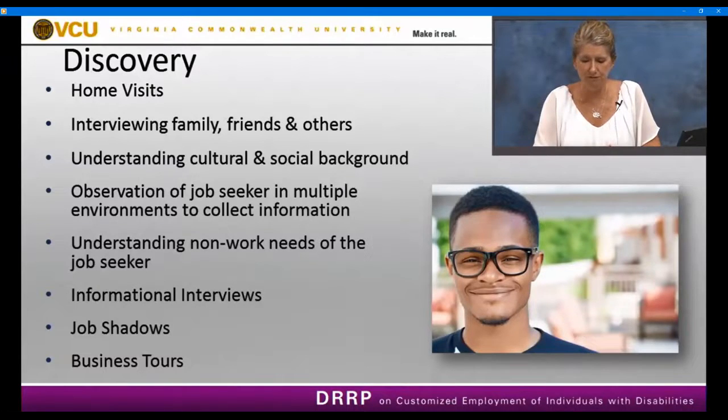And so informational interviews are a great way to see what's going on in a business, and also to learn more about those businesses and what the work culture is like within the business. Job shadows and business tours also help job seekers and employment specialists get a visualization of tasks that are being performed in that environment, and again, what the culture is like within a business.